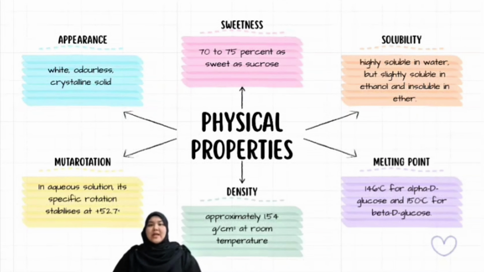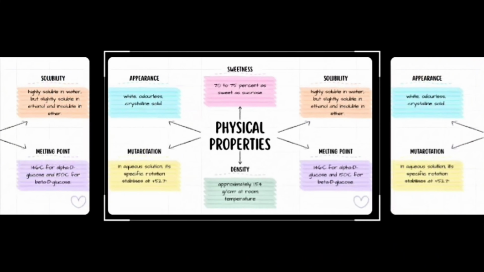Physical properties of glucose. Glucose is a white odorless crystalline solid with a sweet taste about 70 to 75% as sweet as sucrose. It is highly soluble in water, slightly soluble in ethanol, and insoluble in ether. Its melting point depends on its form. Alpha-D-glucose melts at 146 degrees Celsius, while beta-D-glucose melts at 150 degrees Celsius. Glucose has a density of about 1.54 gram per cm³ at room temperature. In aqueous solution, it undergoes mutarotation until a stable optical rotation of positive 52.7 degrees is reached.